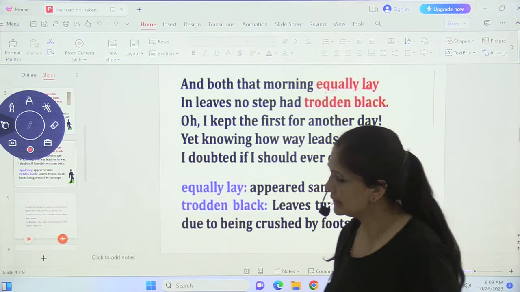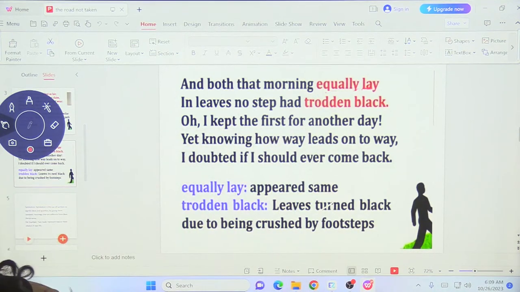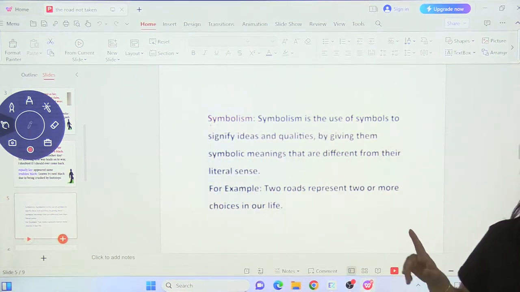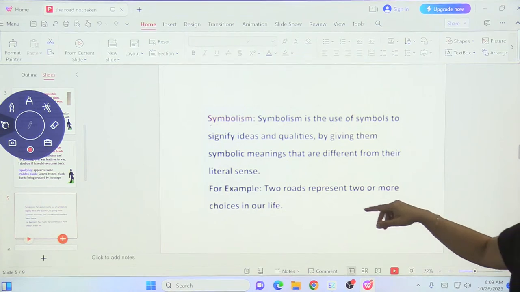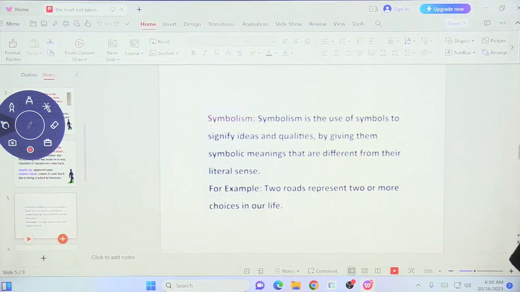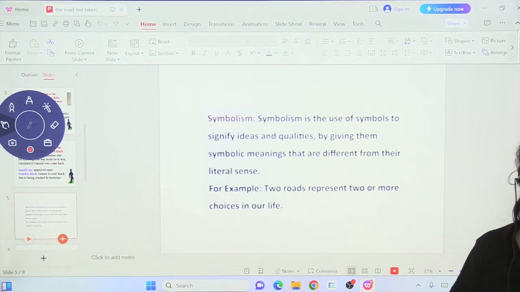Okay, let's start with the literary devices. You can mark it in your book if you have. Now, the first literary device is symbolism. What is symbolism, children? Symbolism is the use of symbols to signify ideas and qualities by giving them a symbolic meaning. Through symbols, the writer is trying to give you the deeper meaning of what he's trying to convey through his writings.